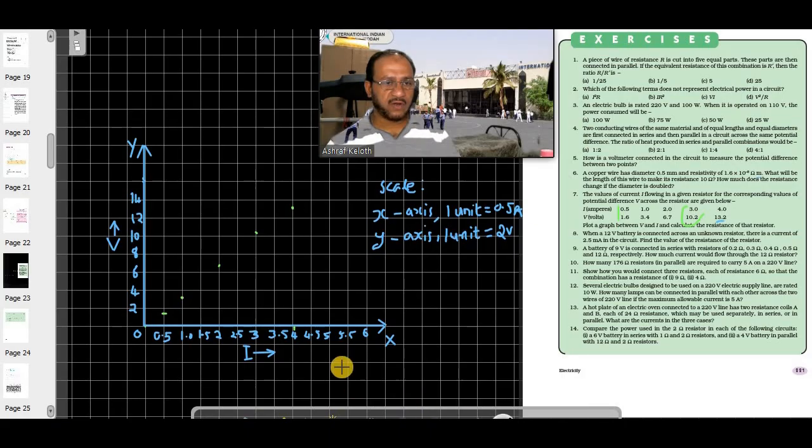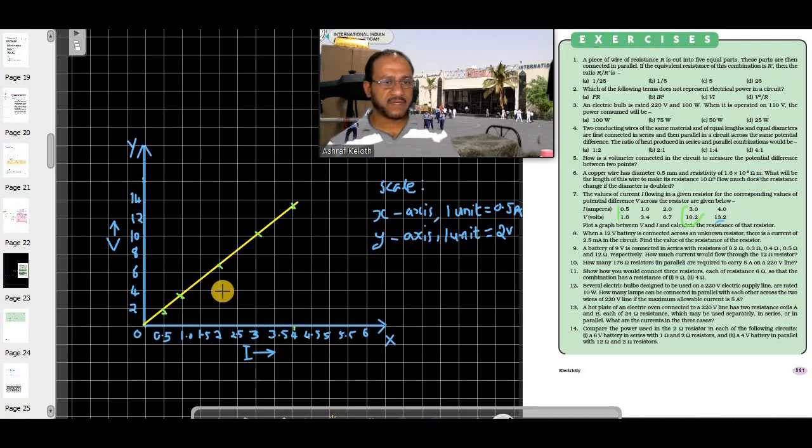Now when we join all these points using a straight line, this is the Ohm's law graph. Got it? Yes, sir. Okay. And in the same question, plot a graph between V and I and calculate the resistance of the resistor. From the graph, we can find out the resistance.